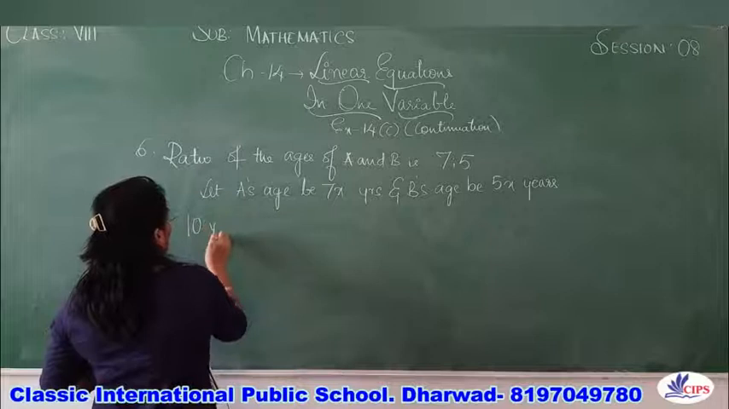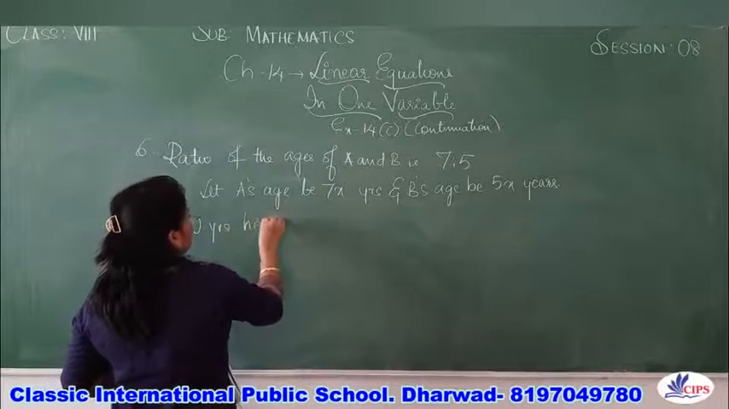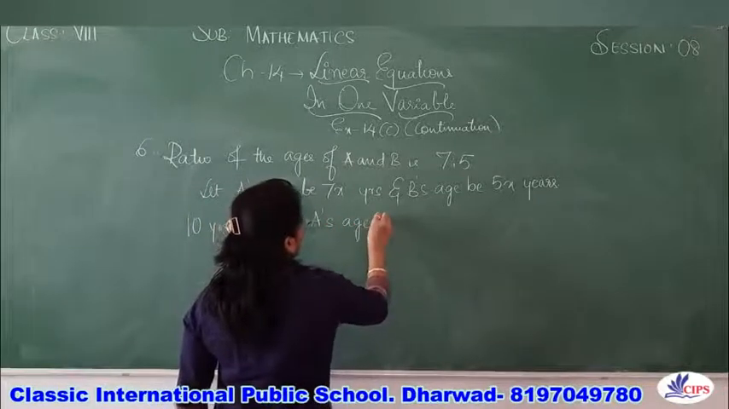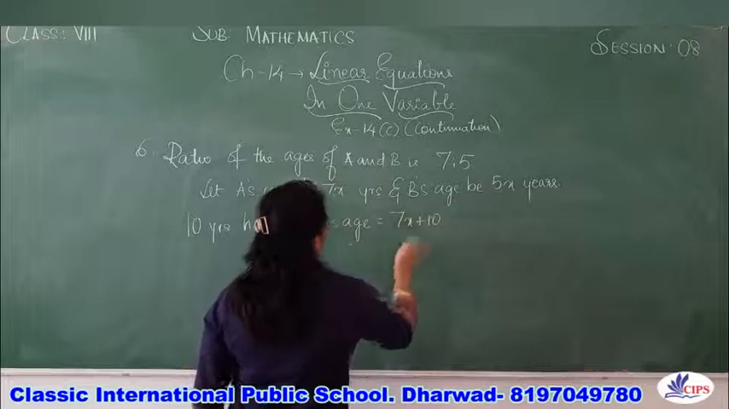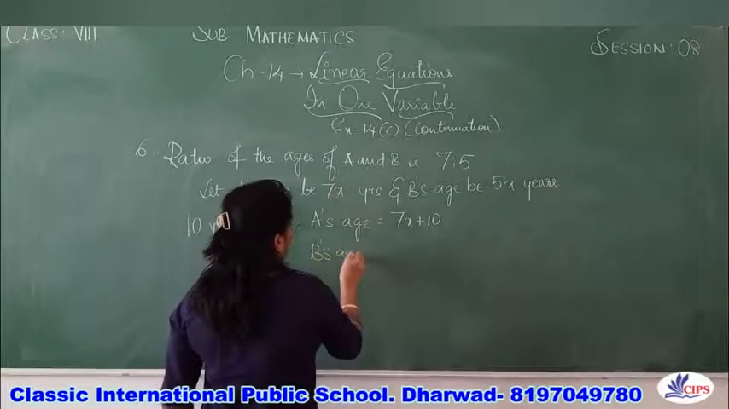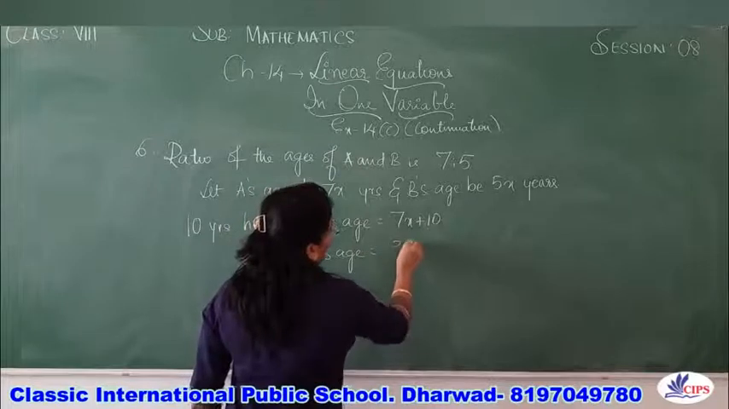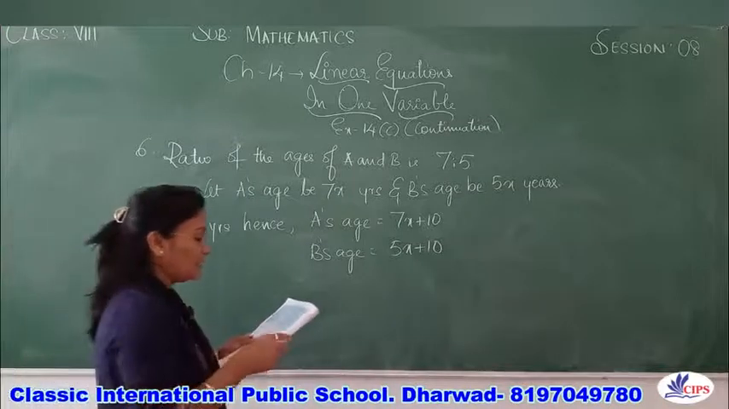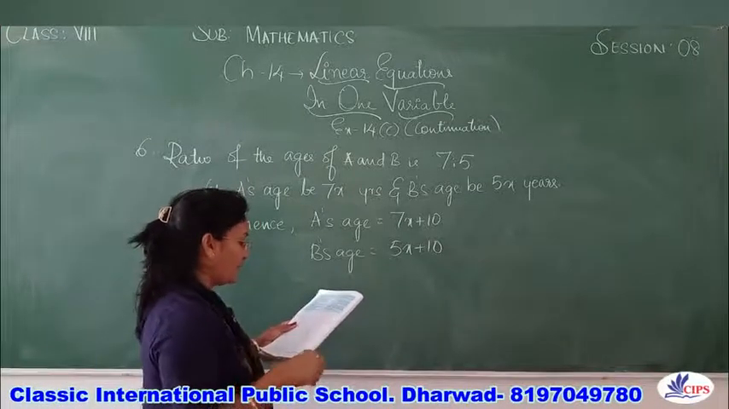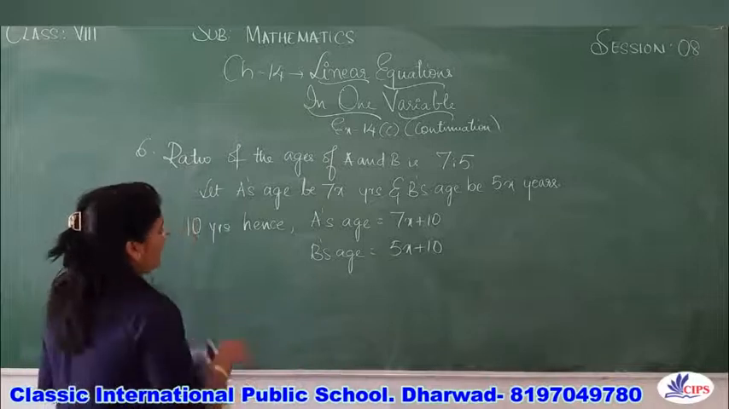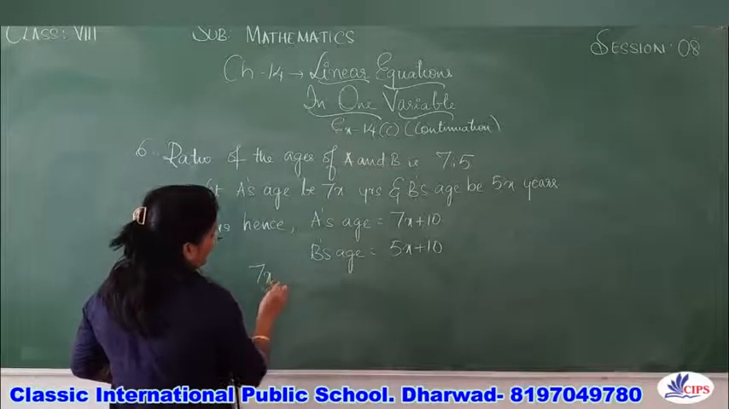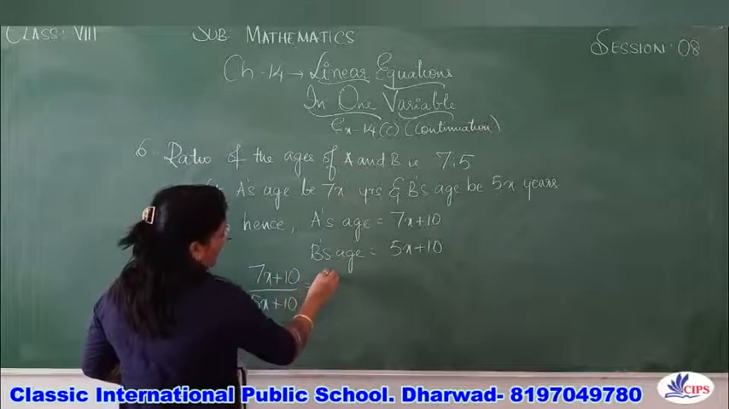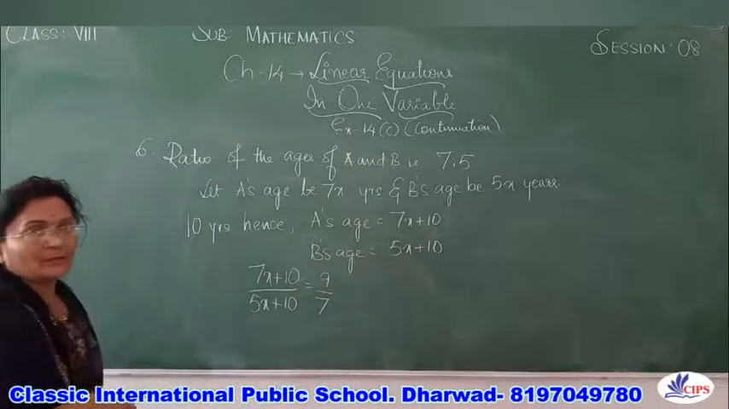So 10 years hence, A's age will be how much? A's age will be 7x plus 10 and B's age will be how much? 5x plus 10, and they have told the ratio of their ages will be 9:7. Find their present ages. So now let us write the equation. As they have given the ratio form, we will write it like this: 7x plus 10 divided by 5x plus 10 equals 9/7. Now you people know how to solve this.